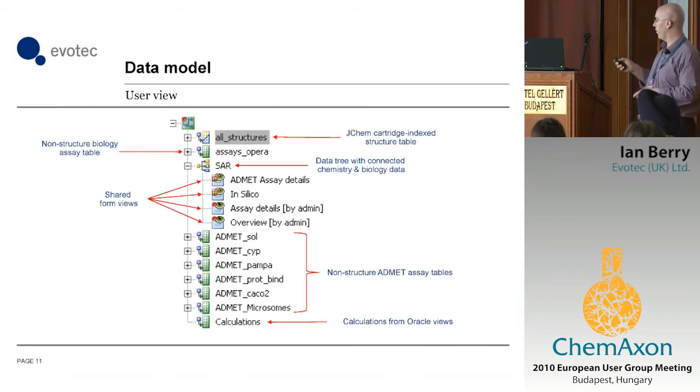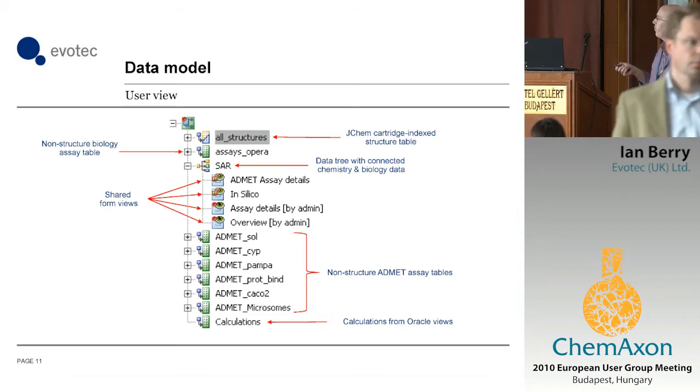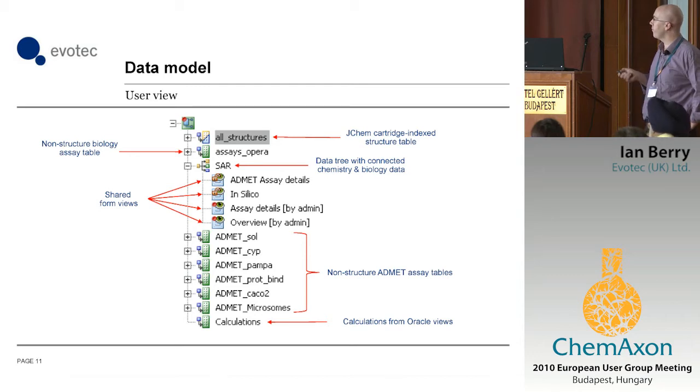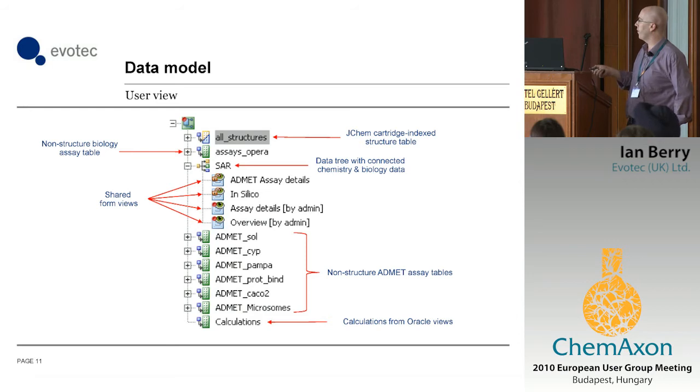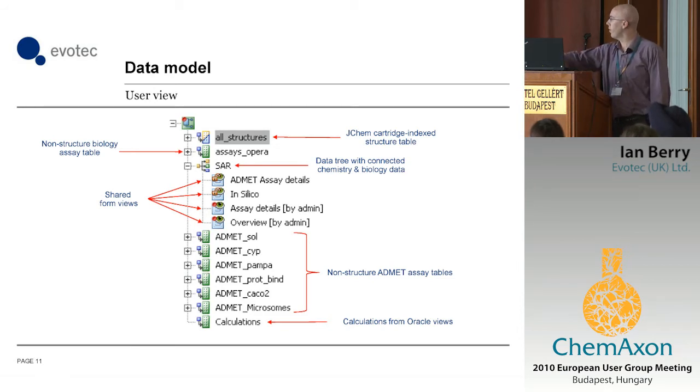So again, for the users, what they see is this table here, which is the cartridge index structure table, followed by a non-structured biology assay table from the Opera system. And then below here, some of the SAR tables with the connected tables, linking the chemistry and the biology data, so they can view through these views and forms and actually access the data and see what's going on. And then we've got some other data tables for the different ADMET assay types that we've got in the UK, and then this other calculations table, which will link to some of the Oracle views, which I'll talk about later. That's how we're using Oracle views to get access to some more types of data and calculations.